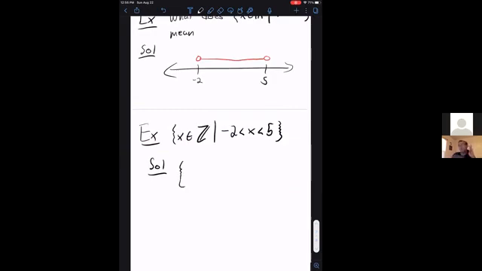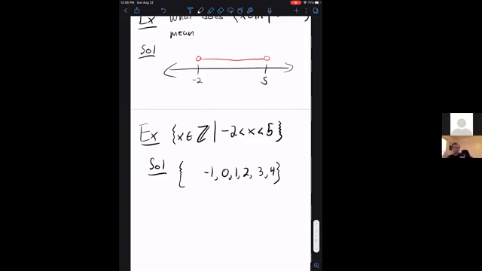So I can't draw the number line, right? Because then I would get things that weren't integers, right? I could get like -1.5. So this set is just -1, 0, 1, 2, 3, and 4. Sorry, it's the open interval, so it's not -2 or 5. Right? So that's the difference between them.